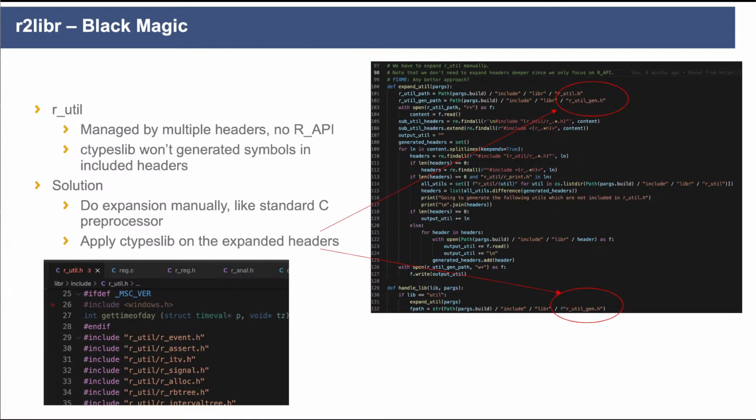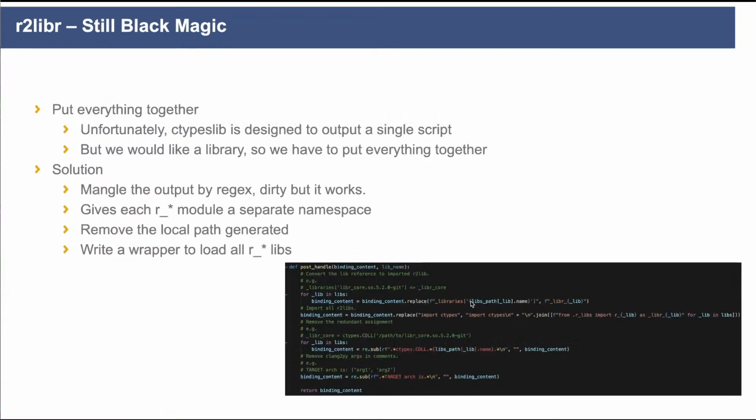So what's my solution? I do the expansion manually, like the standard C preprocessor, and I apply ctypeslib on the expanded header. For example, here as you can see, I generated a brand new header, r_util_gen.h. It is composed of all these headers. Just copy their content in sequence, get this big file, and generate all symbols from this file. So that's enough. We still have more black magic.